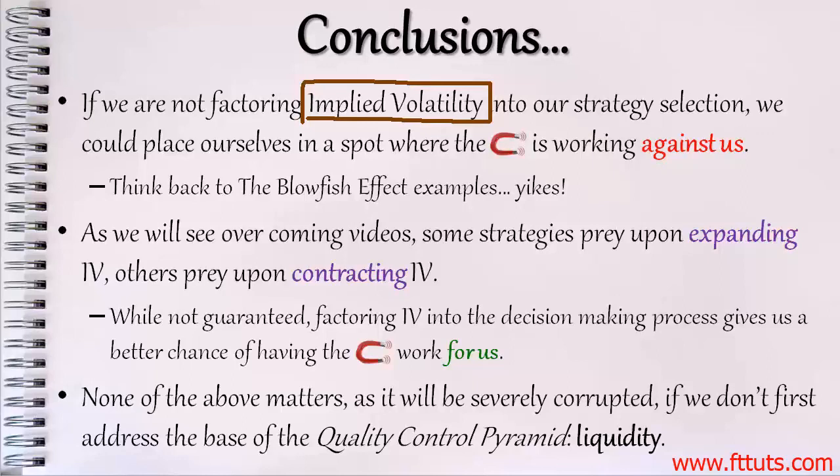And again, part two, none of this matters at all if our liquidity is not there, because everything is going to be severely corrupted. The base of the pyramid is liquidity. As we work our way up, if that's not there, then all these other numbers are going to get jacked up. And another way we can eliminate our edge, eliminate our advantage, is if we aren't looking at efficient and liquid markets. So these are the two king indicators.